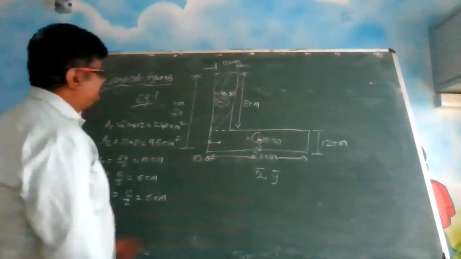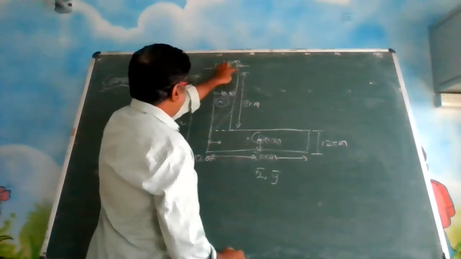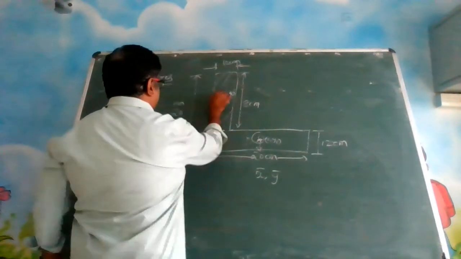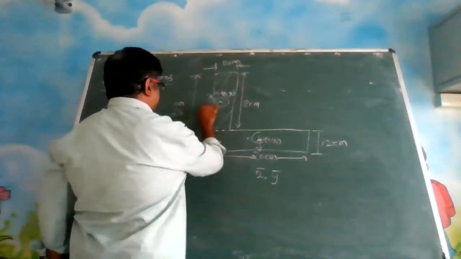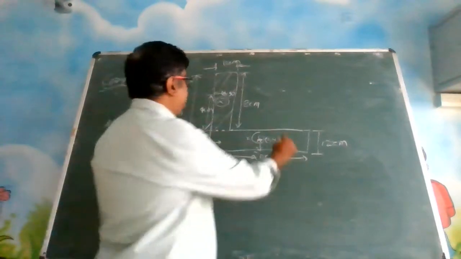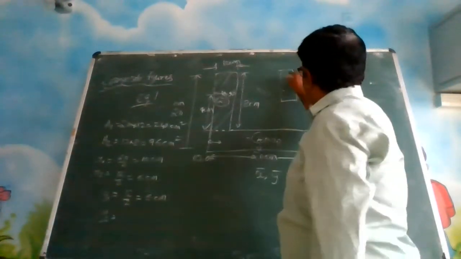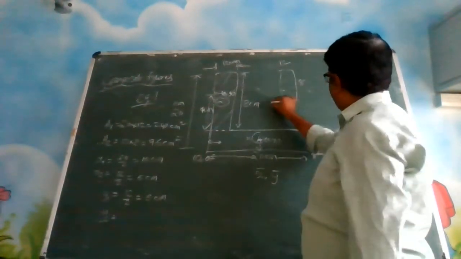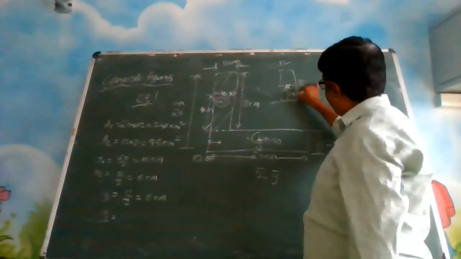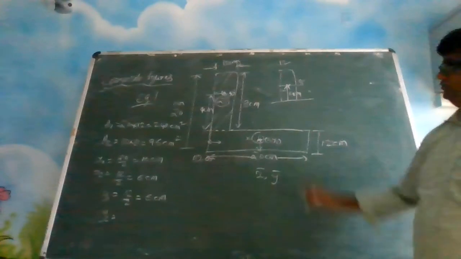Be careful here. y2 is how much? See this rectangle. This is 12 centimeter by 8 centimeter. So from here it will be 4 centimeter. Okay? Rectangle, it is in the center point. See, it is like this. This is my rectangle. This is my 12. This is my 8. So this is the y coordinate. How much is it? 4 centimeter.